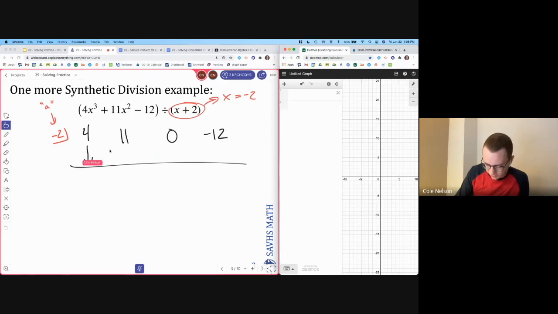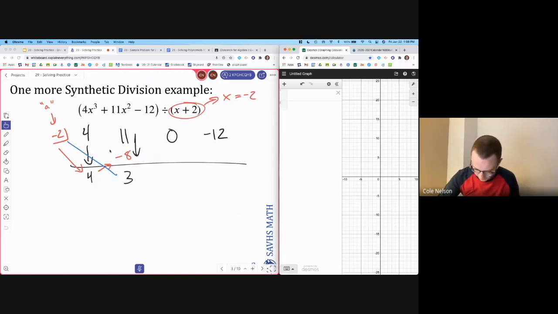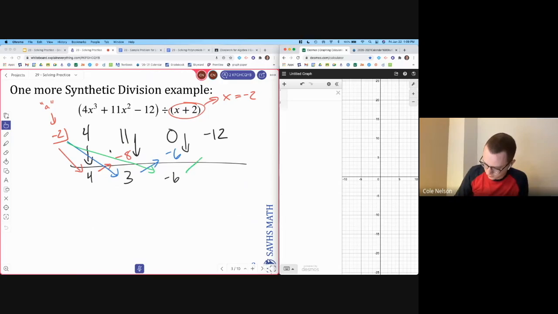we add straight down, we get 4. We multiply across, so -2 times 4 is -8. We add straight down and we get 3. We multiply across, we get -6. Add down, -6. Multiply across, and we get 12. If you add straight down, then you get 0. And this last spot right here is the remainder.